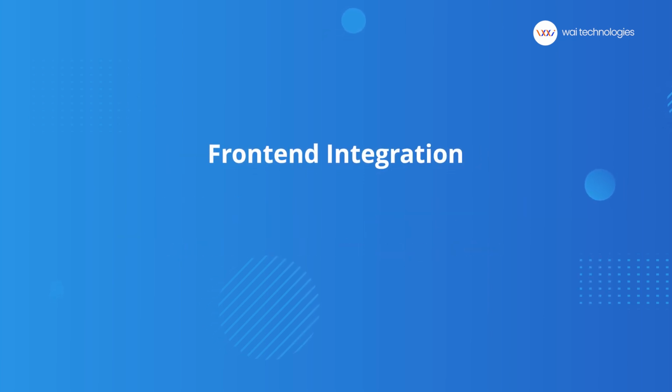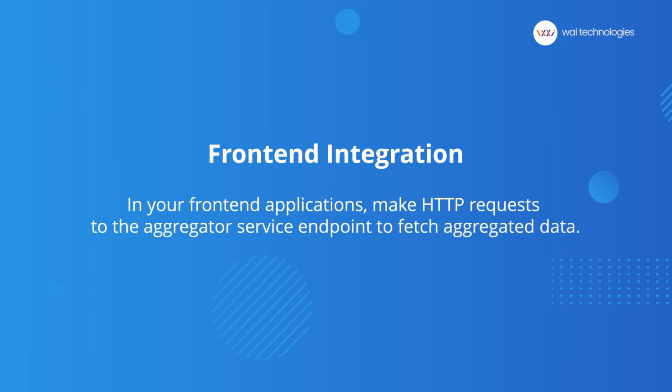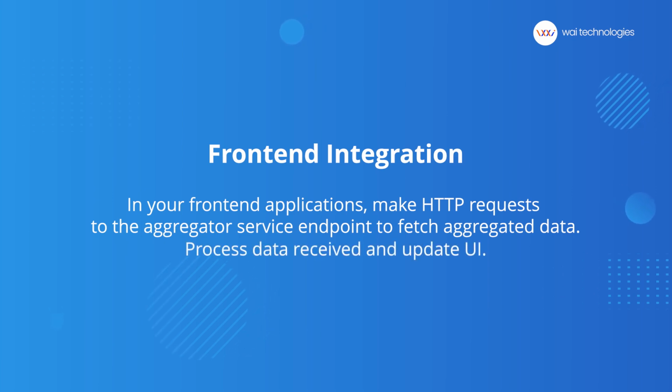Front-end integration. In your front-end applications, that is Angular, React or Blazor, make HTTP requests to the aggregator service endpoint to fetch aggregated data. Process the data received and update the UI accordingly. By following these steps, you can integrate an aggregator service into your ABP Commercial microservices project.